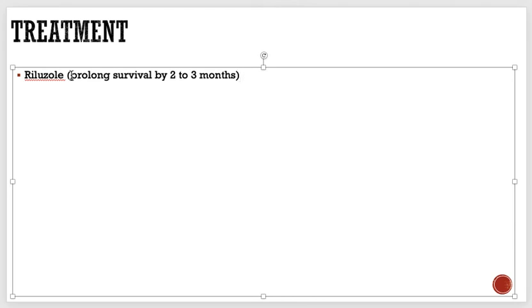Most of the management of this condition is just supportive care we can provide. Riluzole is a drug which basically increases survival. There is one more drug called edaravone, which shows some prolongation of survival, that's it. So basically nothing can be done for these people. We have to manage them symptomatically.